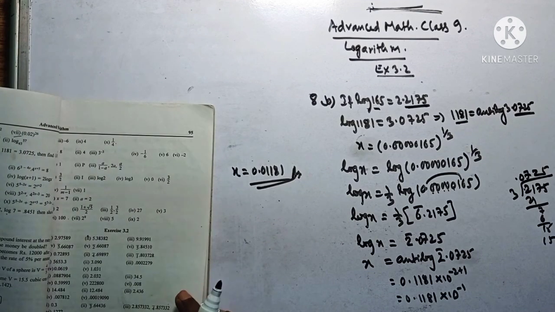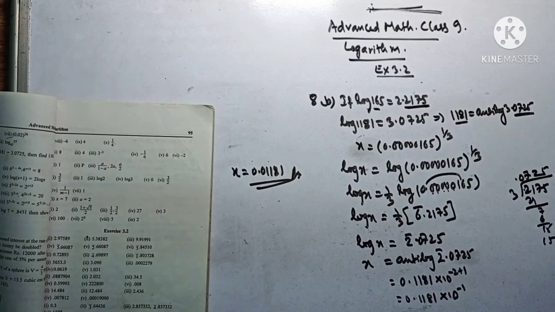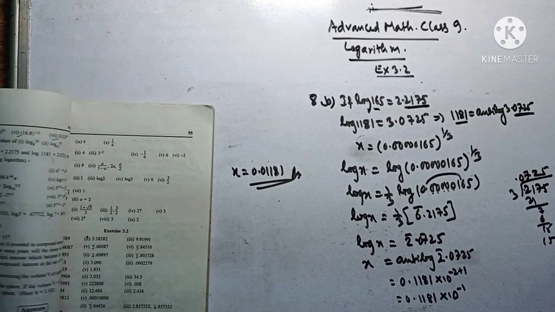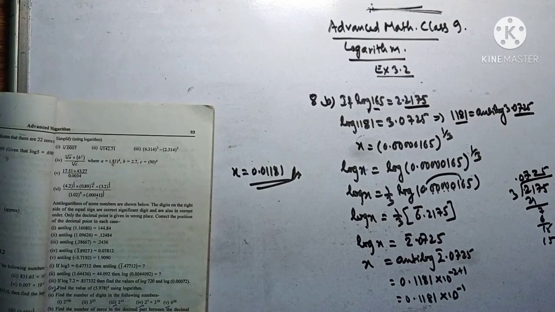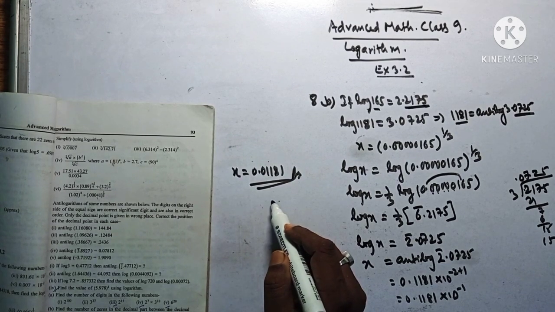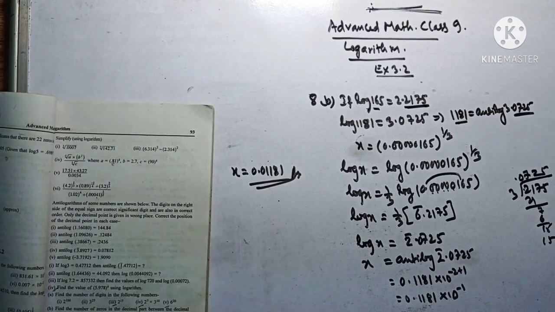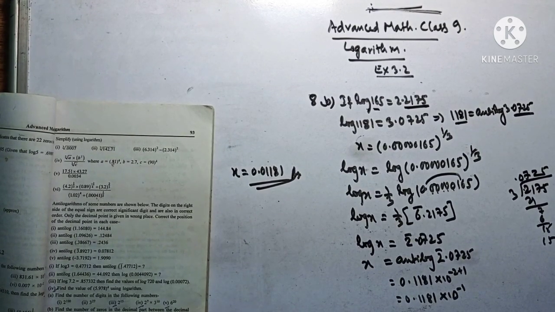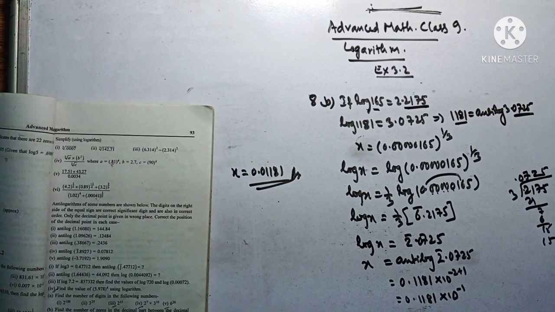So this is all about it, and the rest of the questions you will get in the next video. I have done only the important ones, all the questions which are basics of logarithm and anti-logarithm. So always remember, the characteristic can be negative or positive, but the mantissa is always positive. I think it is clear to you, and the rest of the sums you will get in the next video.